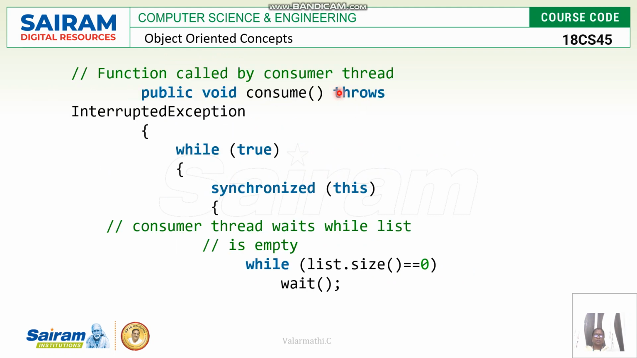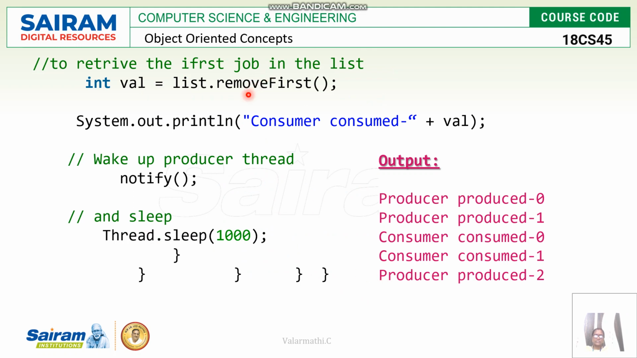Then move on to the consume method. Consume is nothing but removing the element. So removeFirst is the method to be used here. The reason we use removeFirst is that this queue works in a first come first served manner. The element that is added first will be deleted first. That is why it calls the method removeFirst, which is a built-in method available in the linked list.